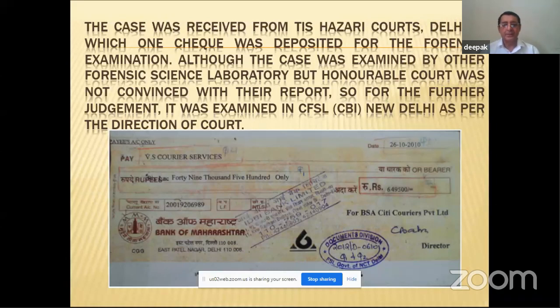Friends, luckily, as I told you, forensic science is the science of comparison. There are a few parameters for comparison. 6 is written over the date 26, and that 6 can be matched with the 6 written in the 6 lakhs. And there are certain other parameters. You can see S is written in VS Courier, and there was a dispute with the S in 6 lakhs. S is written over the rupees. So that S can be compared with this S.